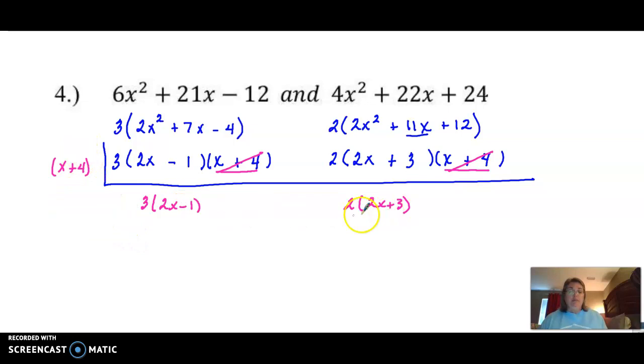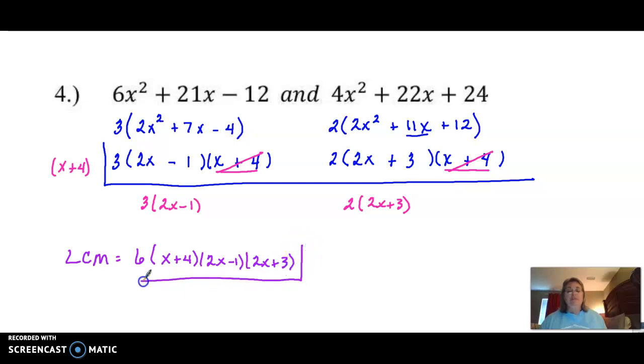So remember, the L part gives us our LCM, which my monomials, 3 and 2, I can multiply together and get 6. And then I'm left with my x plus 4, my 2x minus 1, and my 2x plus 3. Remembering order does not matter. Okay?